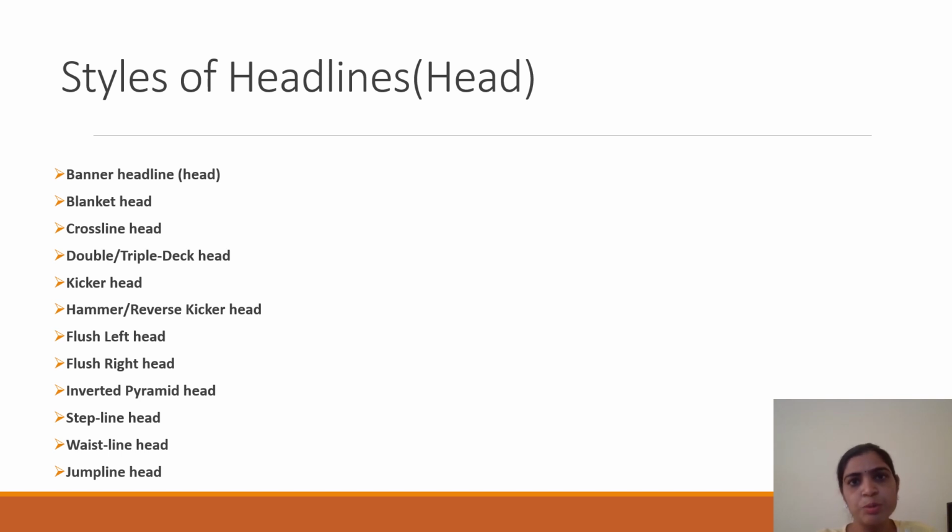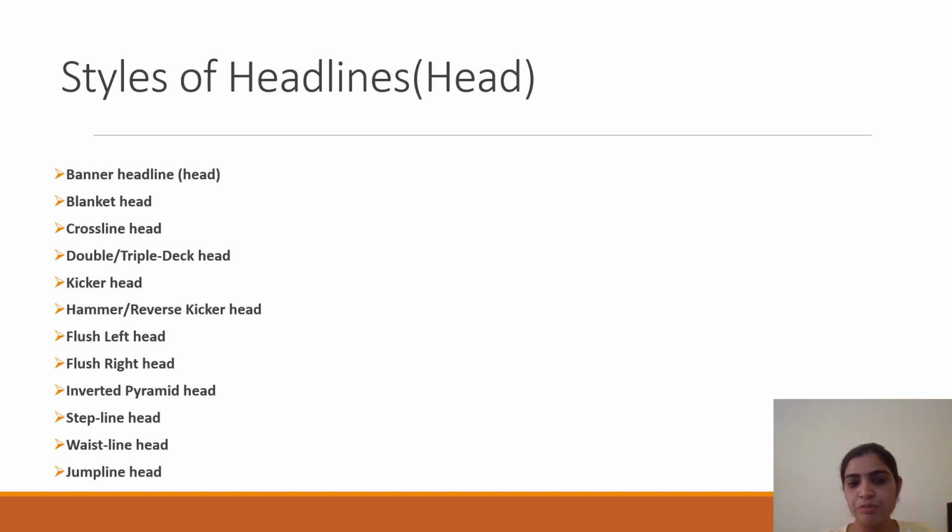newspaper, though every newspaper has its own style of writing or editing or page making. But there are some headlines that are very commonly used in newspaper making or news story writing. So the very first is the banner headline or head. Generally we call a headline a head: blanket headline, crossline headline, double or triple deck head, kicker head, hammer or reverse kicker head, flush left head, flush right head, inverted pyramid head, step line, waistline, and jump line head.